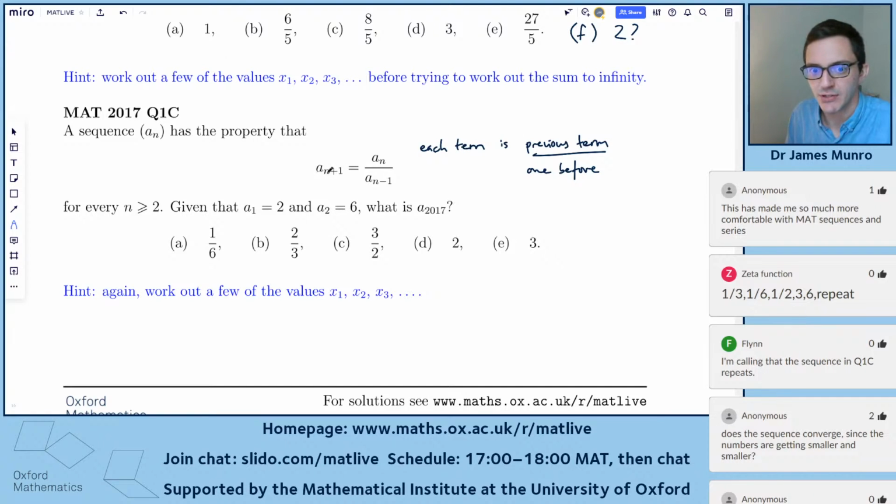Say, okay, an plus 1, that means an, oh, that's the previous term, and it's been divided by the one before that. Okay, now I have to get some sort of understanding like that in words so that I can go work some terms out, which is what I want to do.